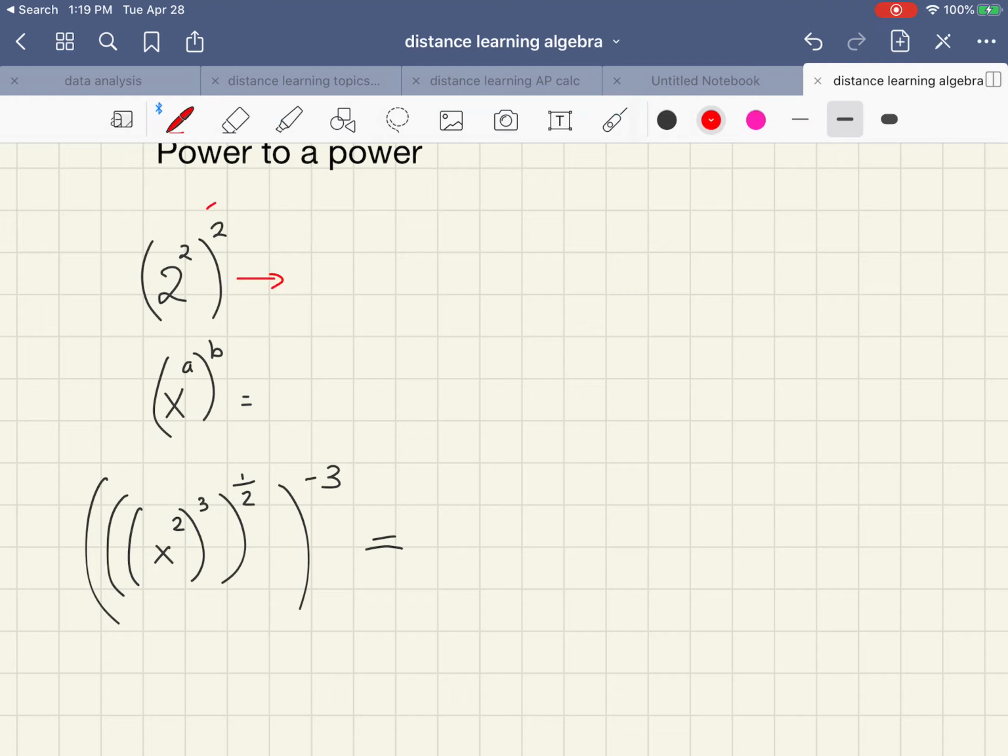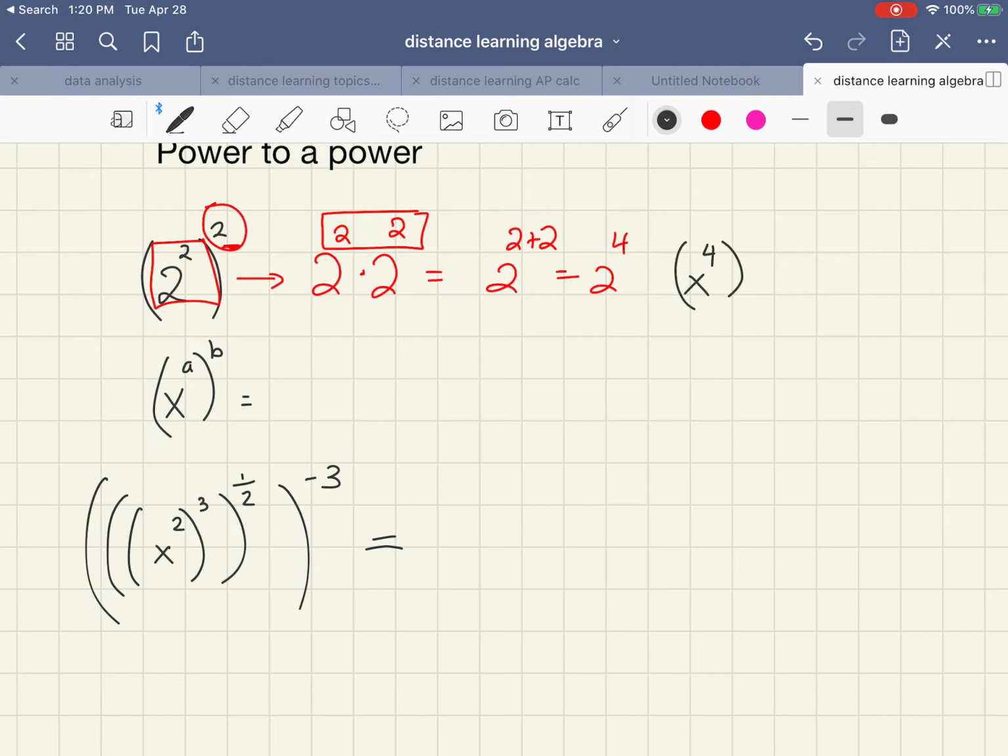Now if you think about what this means, this outside piece means I'm squaring, I'm multiplying this inside piece times itself. Now we could apply the rule where we're multiplying like bases and do 2 plus 2 to get 4. However, we don't really want to have to do that every time, so we want a general rule, and I'm going to show you one more example. Let's do x to the 4th to the 3rd.